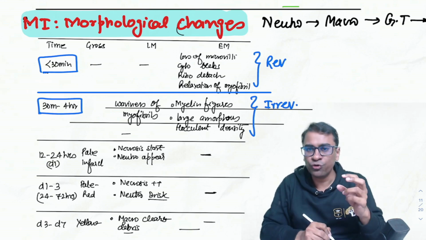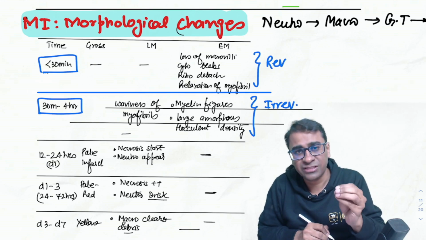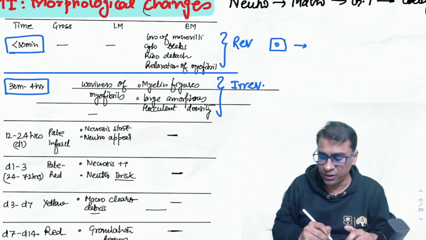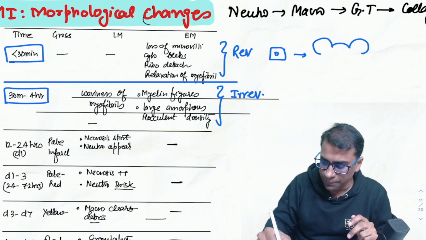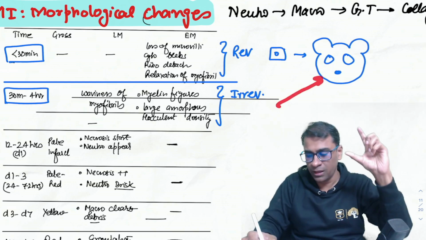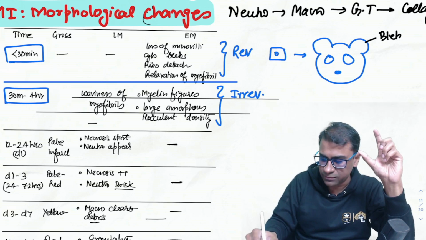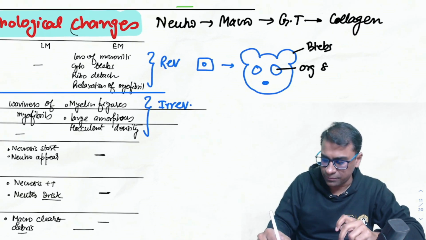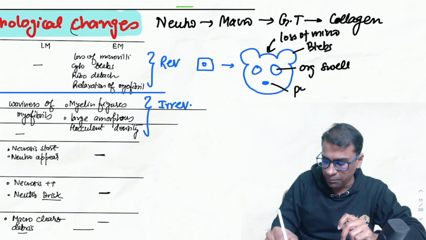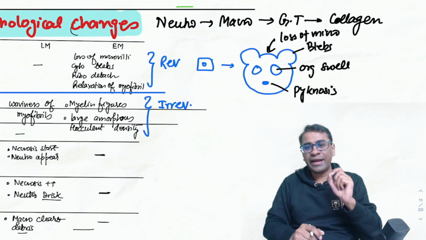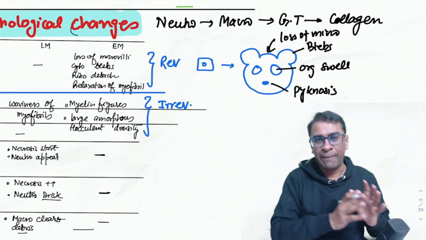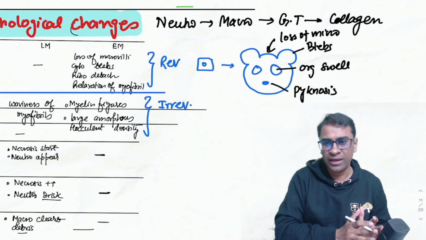How to remember the EM findings of reversible injury? I'm discussing general pathology, the cell injury topic, also. Look, this is a normal cell, but when the cell becomes injured, reversible injury, it shows a Mickey Mouse image. Mickey Mouse image means cell size increased. What are these? Blebs. What are these? Organelle swelling. Okay, loss of microvilli and pyknosis. So if you get these findings, it is reversible injury. Remember Mickey Mouse: loss of microvilli, bleb formation, organelle swelling, and pyknosis.